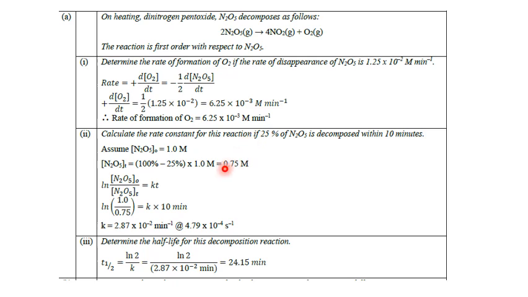For question A3, this one is simple. As I said before, you must make sure you find the remaining concentration, which is 0.75 molar. Then write down the formula and substitute the value. Then find the value of k with its unit, which is per minute. B3 applies the formula ln 2 over k. So make sure the k from B2 is correct. If not, your B3 will be wrong as well. So the answer is 24.15 minutes.